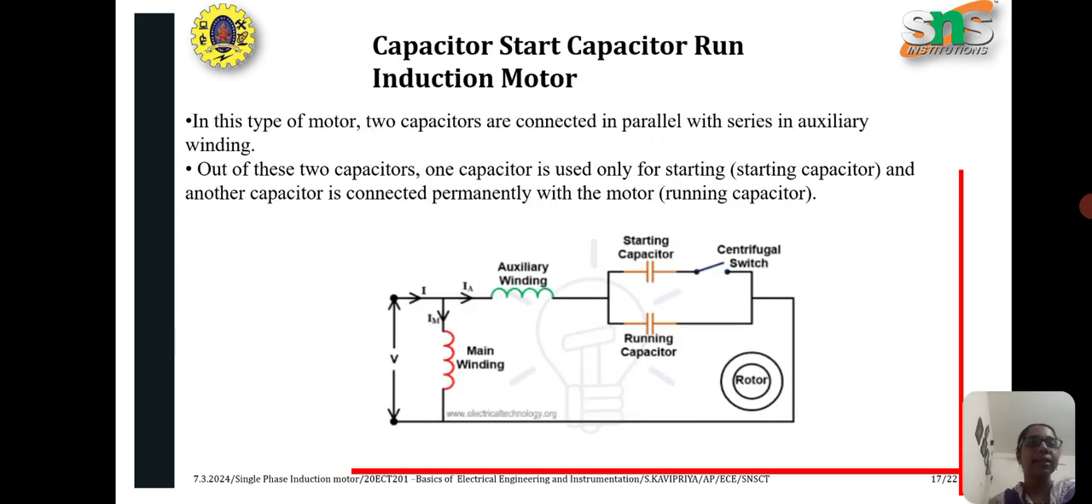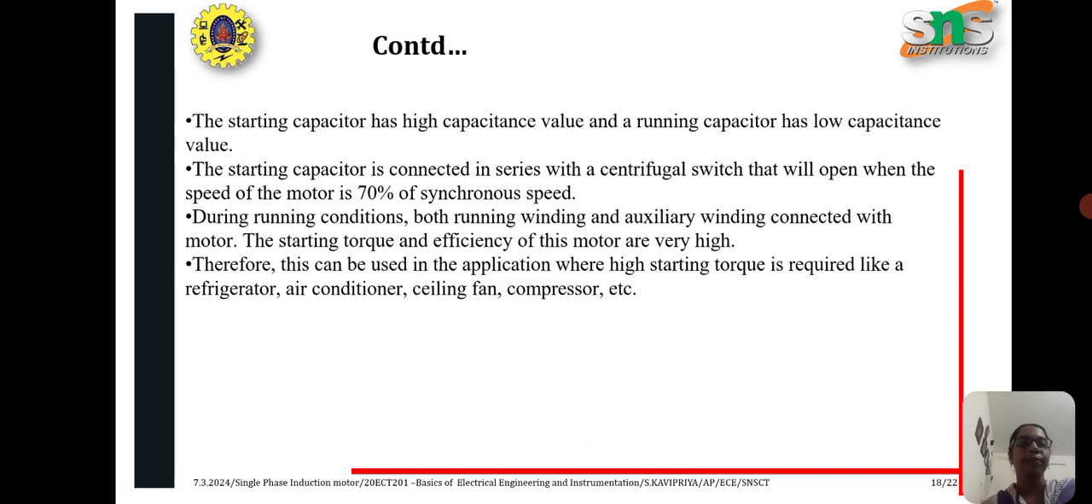And next is the capacitor start, capacitor run induction motor. Here two capacitors are used in parallel. Out of the two capacitors, one is for starting purpose and the other is for running purpose. Once the maximum speed is reached, the starting capacitor and the auxiliary winding will be removed from the circuit. After reaching the maximum speed, further operation is done with the help of the main winding and running capacitor. It is used in refrigerators, air conditioners, ceiling fans, compressors, etc.